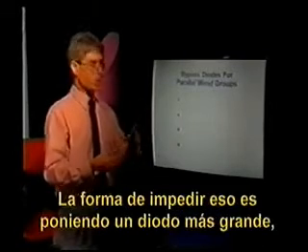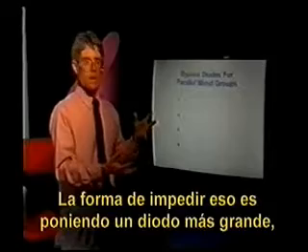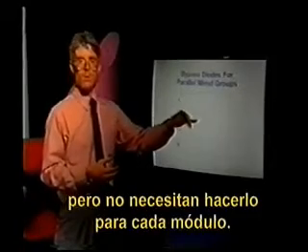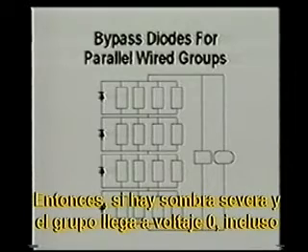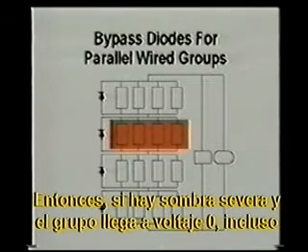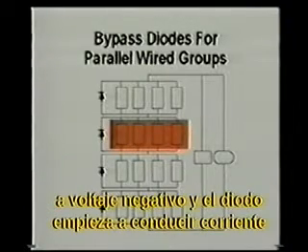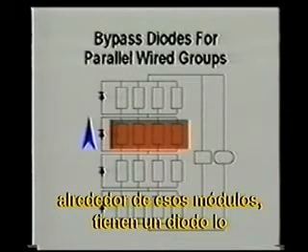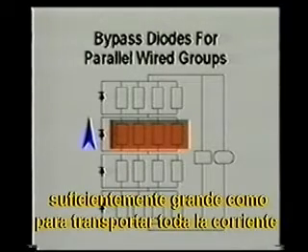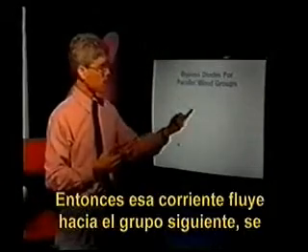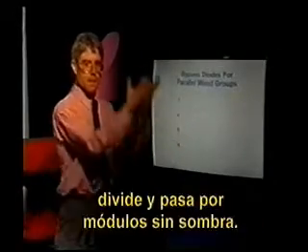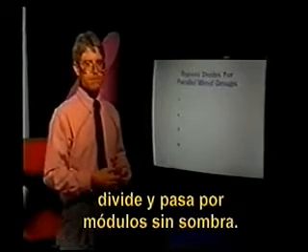The way to get around that, of course, is, well, put in a bigger diode. But you don't need to do it for every single module. Why not just do one big diode for the whole group? Then, if there is severe shading, and the group goes into zero voltage and actually goes into negative voltage, and the diode begins to conduct current around those modules, you have one big diode that's large enough to carry all the current of all the modules wired in parallel. Then that current flows on to the next group, splits up, and goes through unshaded modules.